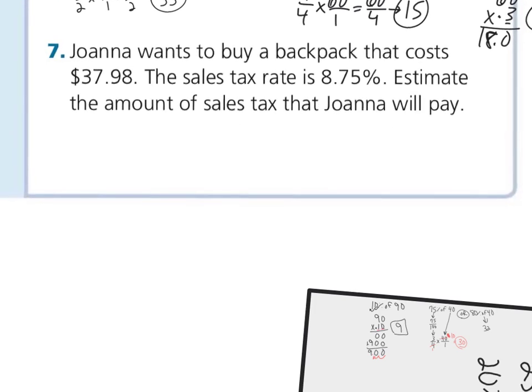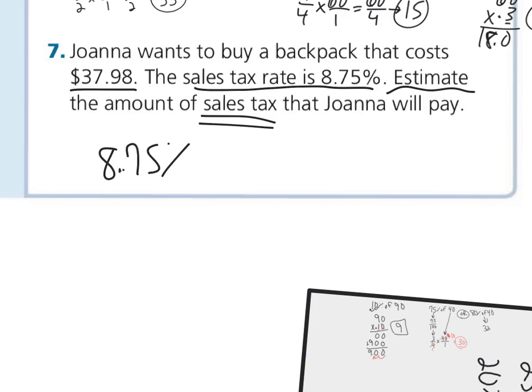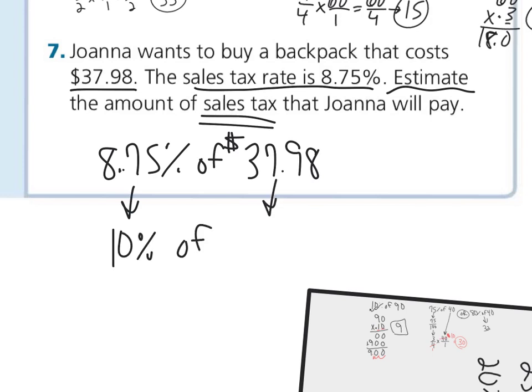And number 7, Joanna wants to buy a backpack. It costs $37.98, but there's tax. Estimate the amount of sales tax Joanna will pay. So it's not saying how much she's going to pay overall, just what the tax would be. So the tax would be 8.75% of $37.98. We're just going to round these off, make them a little nicer. So let's say that's about 10%. Let's say that's about $40. Again, 10% of something, you could just move your decimal over one spot.